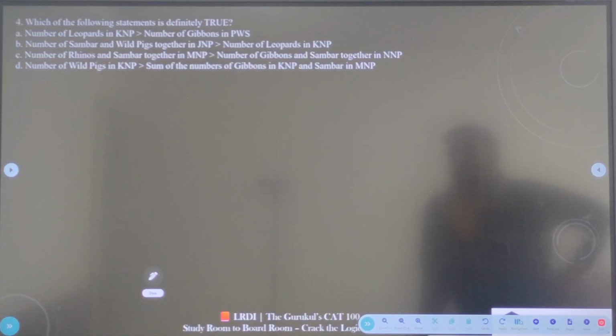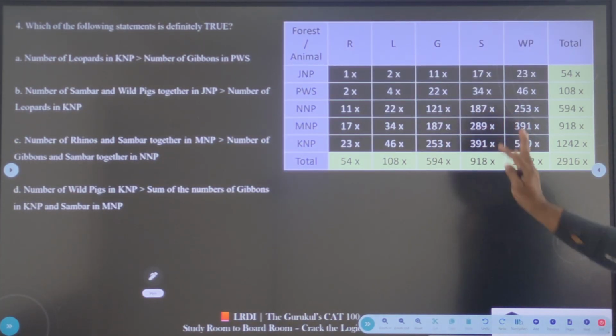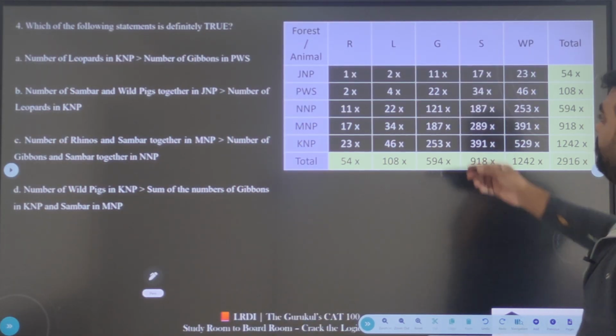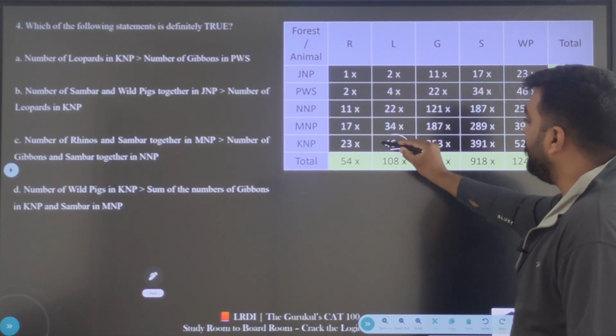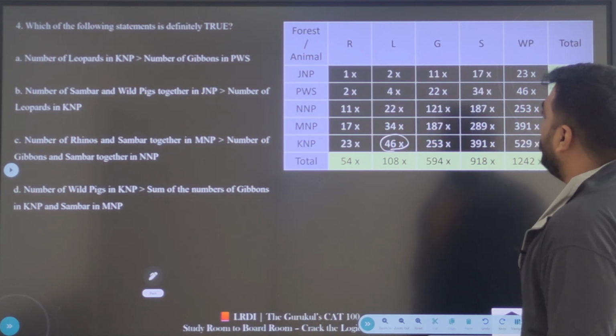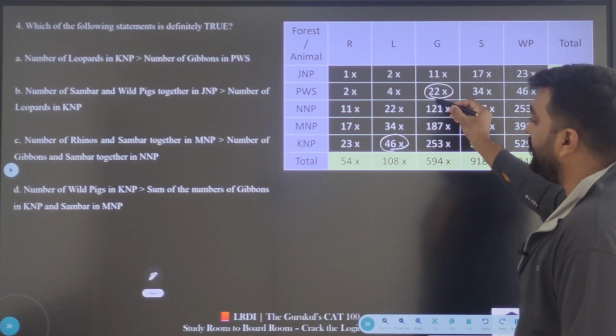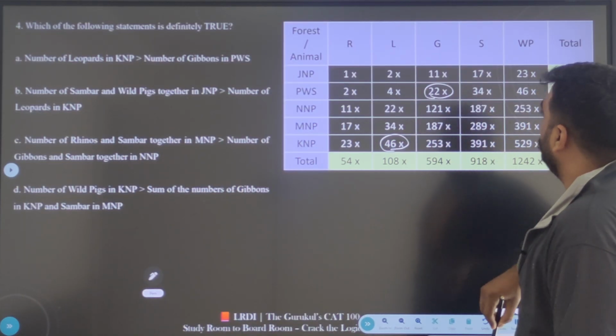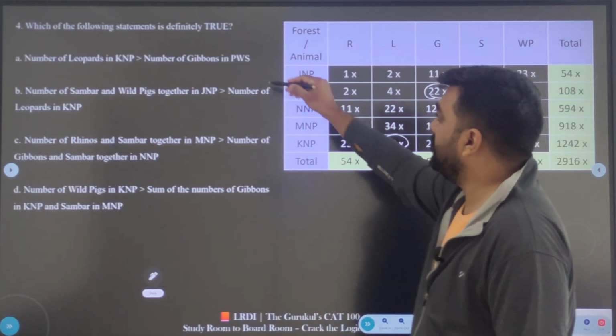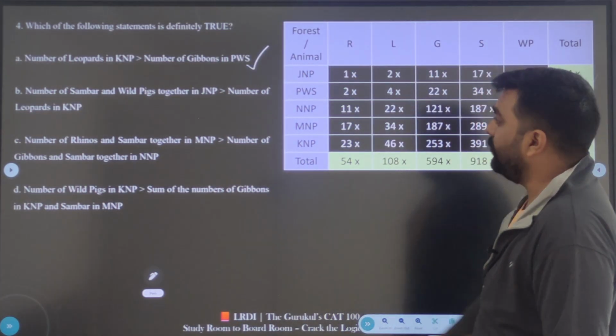Number of leopards present in K and P more than something. They are talking about the number of things, so let's compare with the table directly. We'll get the answer. Number of leopards present in K and P, leopards in K and P is 46x, more than G in PWS. PWS G is 22x only. Perfect. This is true.